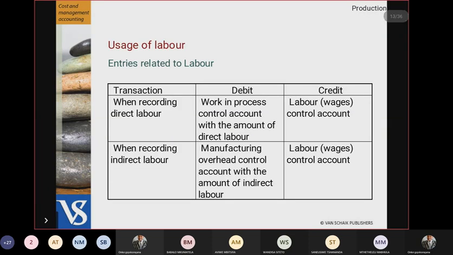Then looking at your wages, when recording direct labor, you debit work in process. That's your second debit that you're looking for, and you credit labor control account. When recording indirect labor, that again goes through manufacturing overheads as a debit, and you credit your labor control account. You must remember that, guys, and when you do this, the T account of the labor control account is supposed to close off. So you can't have a balance carried down and a balance brought down on that account.